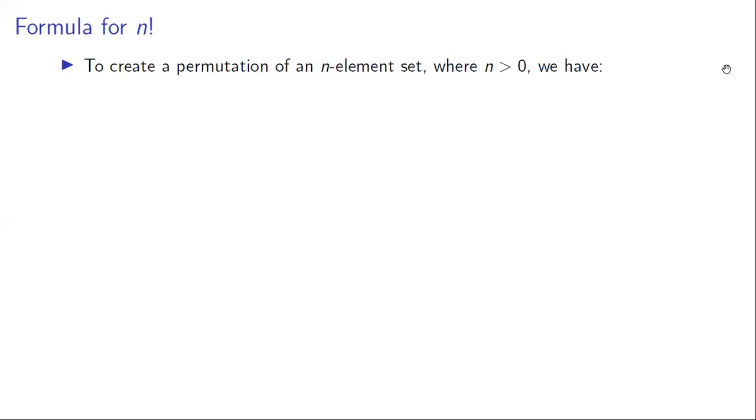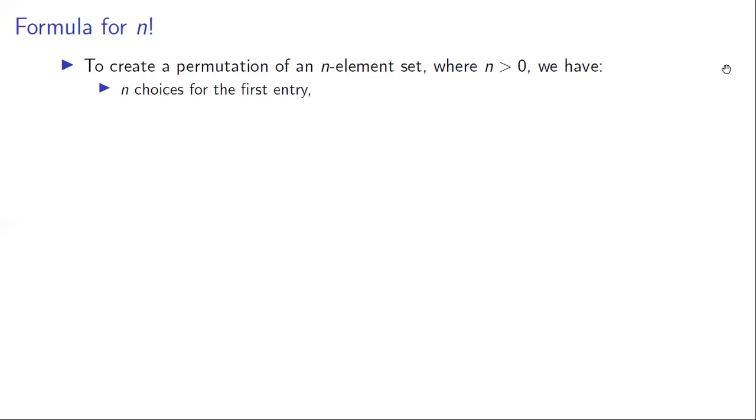So to create a permutation of an n element set, where n is any positive integer, right? n is greater than 0, it's a positive integer. I'm telling you it's an integer. So to create a permutation of a set of n elements, how many choices do we have for each entry? We have n choices for the first entry, because we can use any of the n elements of the set as the first entry.